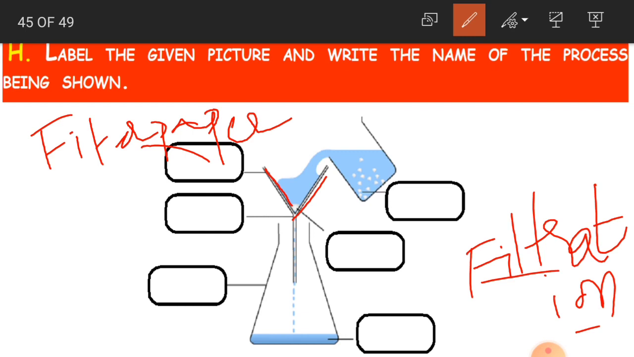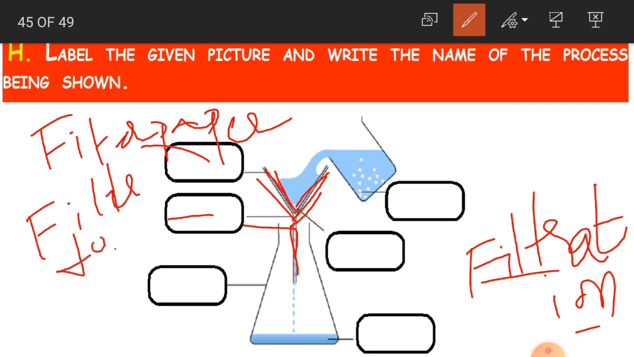Now, this one inside is the filter paper, and here this is the funnel actually. Sorry, filter funnel, in which we are going to place the filter paper. This is like a flask or any container. I am just writing it as a flask, but it can be any container also, where you are going to pour that water.